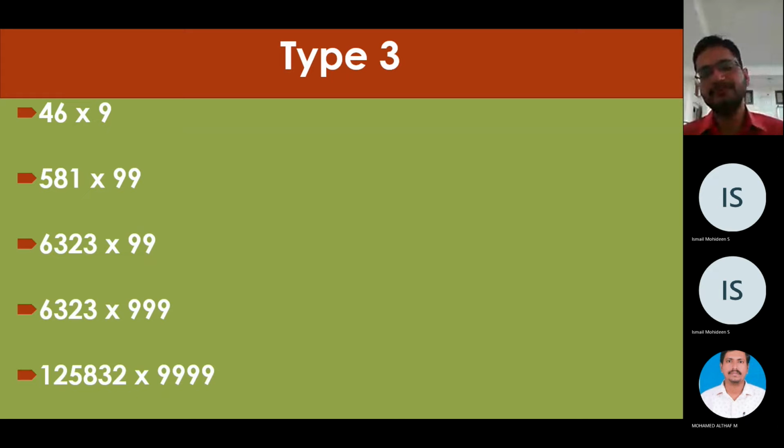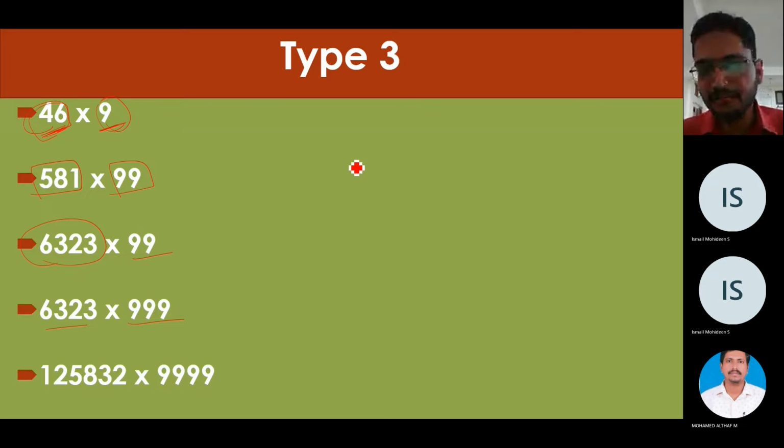Now we will discuss the third type. Last type. Here we have a number of nines which are less than the number of digits in this number. Here the number of 9 is 1, but the digits in this number is 2. Here we have 2 nines, but the digits are 3. 2 nines, but the digits are 4. 3 nines, digits are 4, and so on.